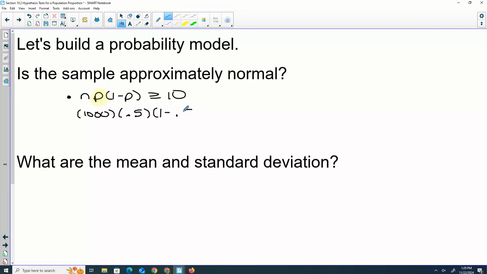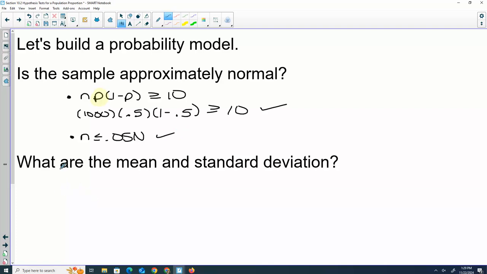1 minus 0.5 would be 250, which is bigger than 10, so we're good. Second criteria, the sample has to be less than 5% of the total population, and we can assume that 1,000 is less than 5% of all registered voters. So that criteria is met.